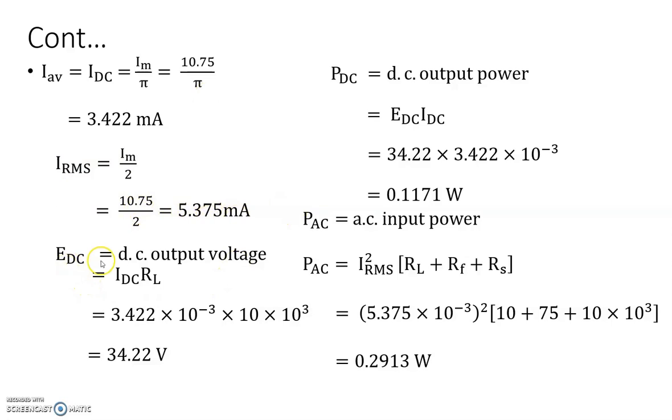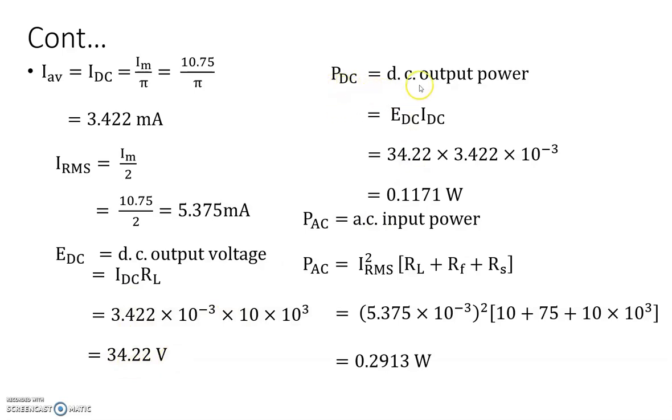Next one, EDC. What is the EDC? EDC is nothing but the DC output voltage. So you know the current and you know the resistor value. Just multiply them and find the EDC, which gives 34.22 volts.